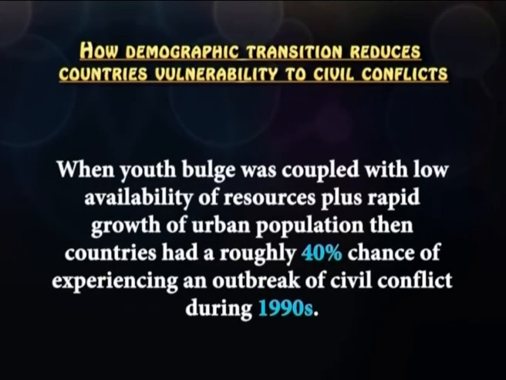Migration and differential rates of population growth among ethnic groups competing for political and economic power have also played important roles in politically destabilizing countries. During the 1990s, there was a high proportion of young adults aged 15 to 29, a phenomenon called youth bulge, and rapid growth of urban population. When youth bulge was coupled with low availability of resources plus rapid growth of urban population, countries had roughly a 40% chance of experiencing an outbreak of civil conflict during the 1990s.